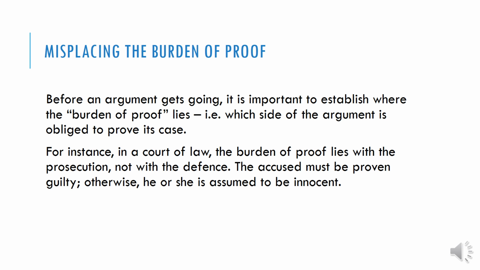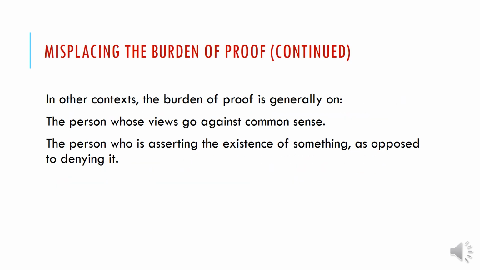And if we look at a court of law, we can see that in just the terminology of options for conviction. Someone is either convicted as guilty or they're assumed to be not guilty. They're not innocent because proving innocence is something very different. Now, when it comes to the burden of proof, it is often with the person who is making an assertion opposed to what is typically the common sense or accepted position, or it is the person asserting the existence of something as opposed to denying it.